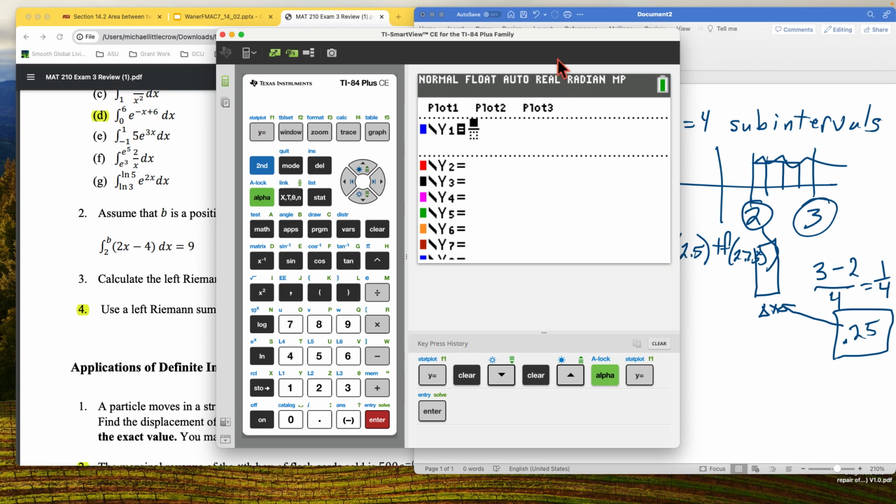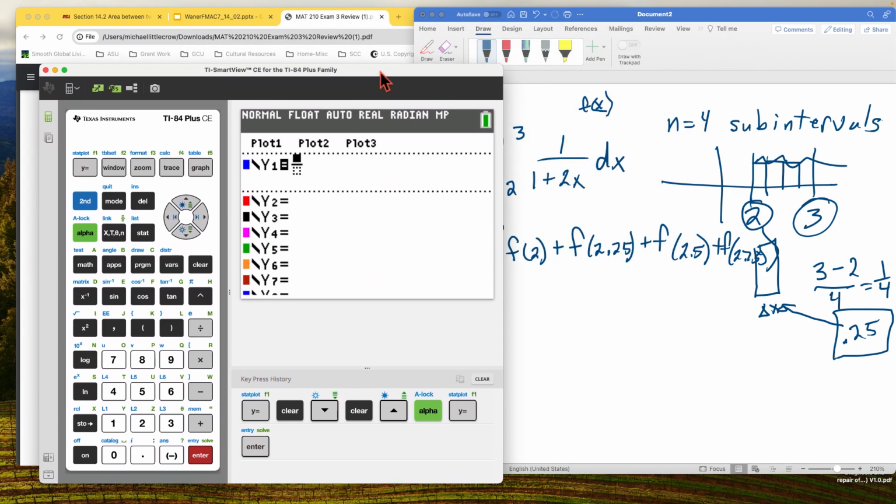It is 1 over 1 plus 2x. And again, if you don't have a template like this, make sure you have your parentheses right. I've seen people put 1 divided by 1 plus 2x, but it's not actually giving you the right values. It's not that fraction. The denominator has to be in parentheses.